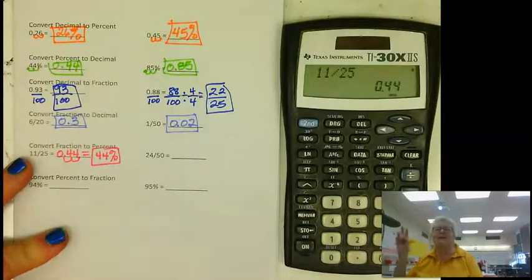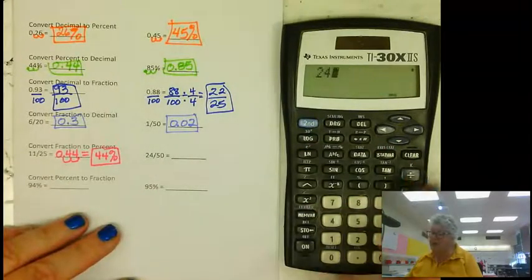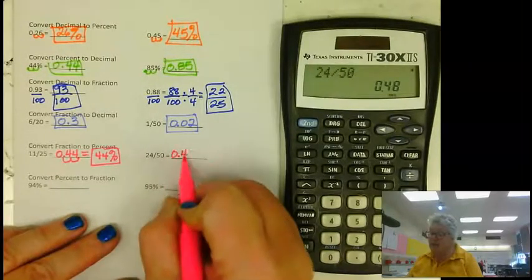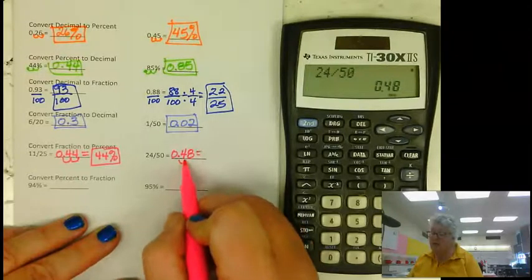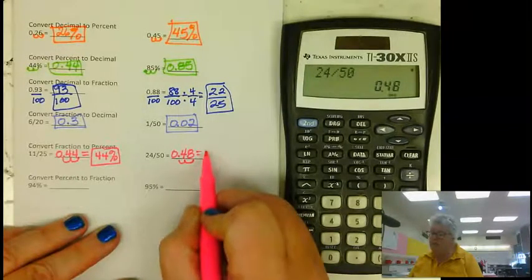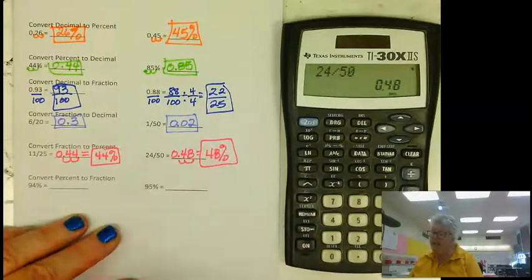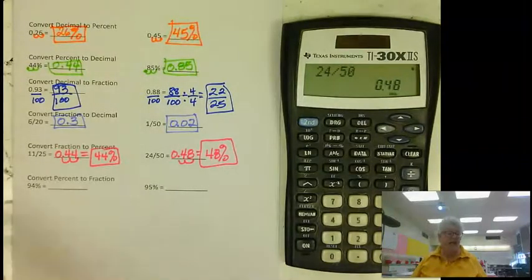2 steps, easy. Can't get any easier except for 1 step. Now, next one, 24 divided by 50 equals, so that gives us a decimal of 48/100ths. Which means if we move it to the right, we get 48%. Done. We're down to the last one.